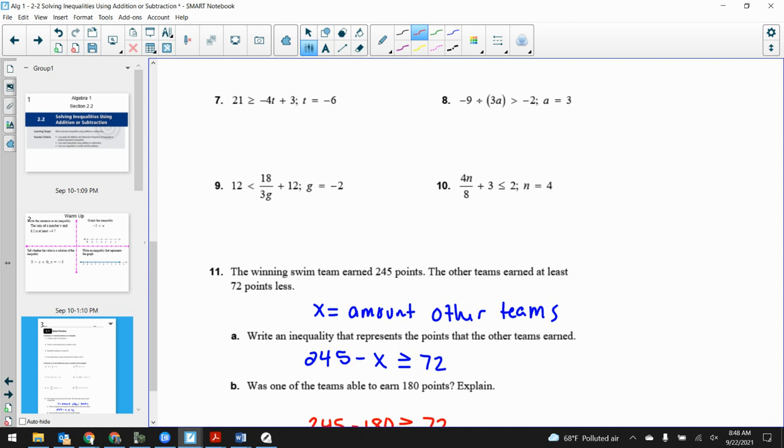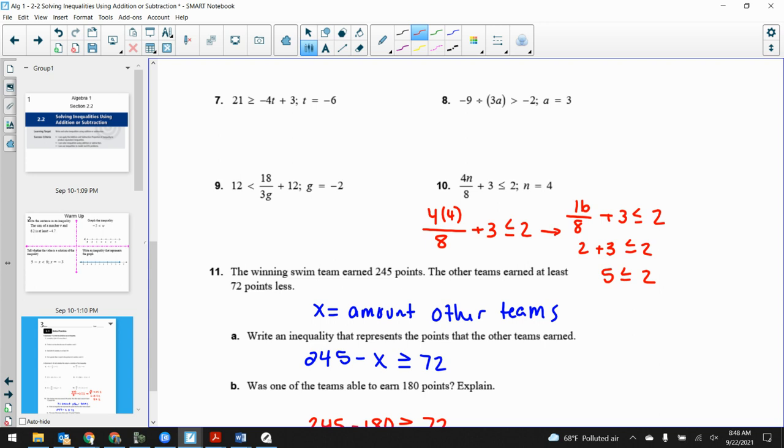So all I'm doing is plugging it in. So I'm going to say 4 times 4 divided by 8 plus 3. And I want to see if that's less than or equal to 2, right? So 4 times 4 on the top, that's going to get us 16 over 8 plus 3. Less than or equal to, don't change the symbol. Less than or equal to 2. 16 over 8 is 2. Is that a true statement? Is 5 less than or equal to 2? No.